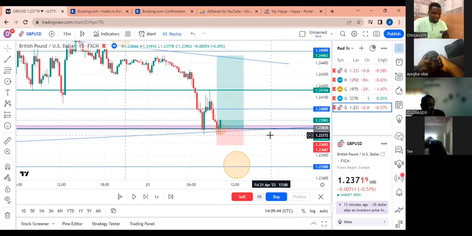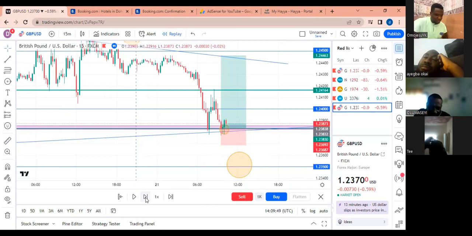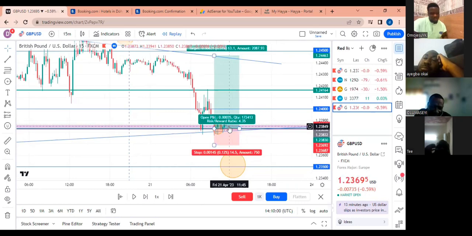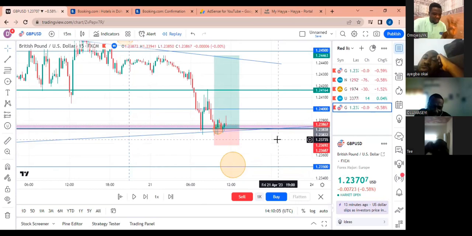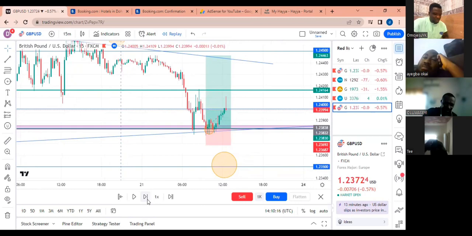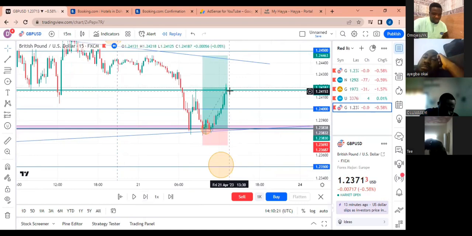So I want to see the reaction of the next candle now. You can see what's happening. So I will enter another one here. That's my second entry. I still have three more bullets. So we have this. So eventually, that's my TP1.